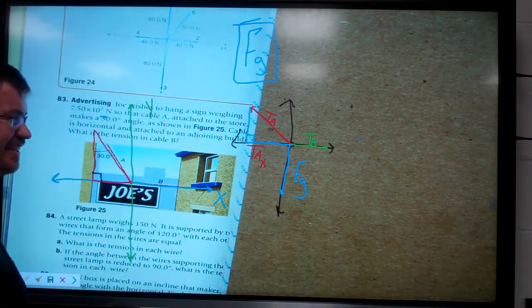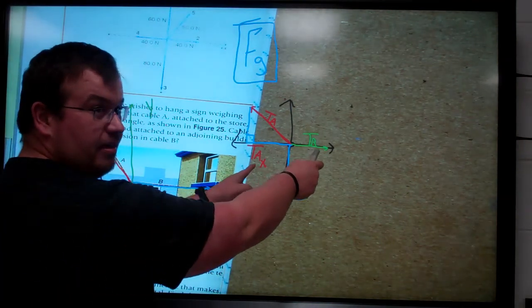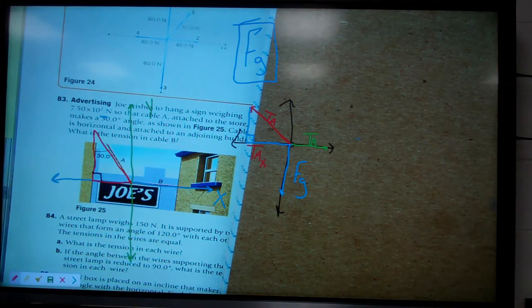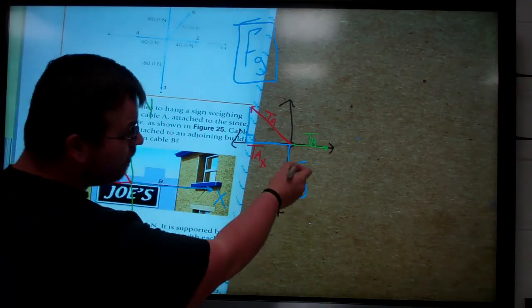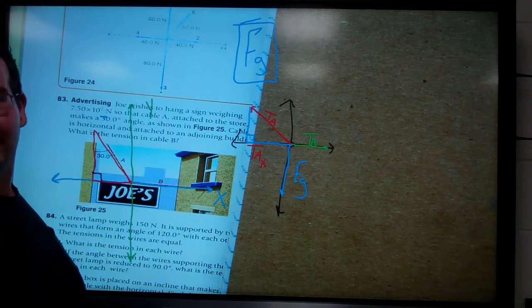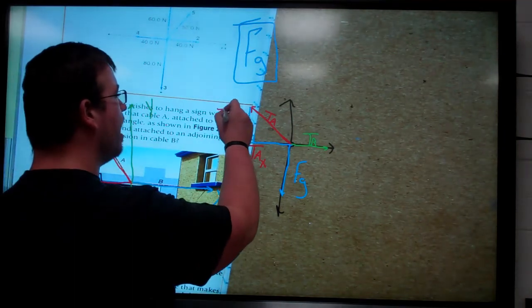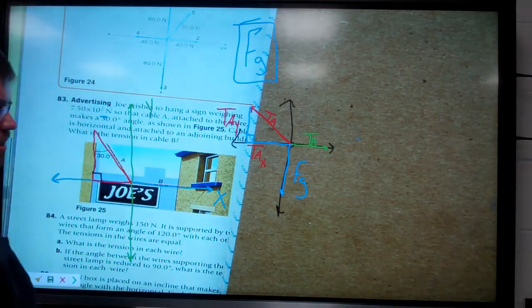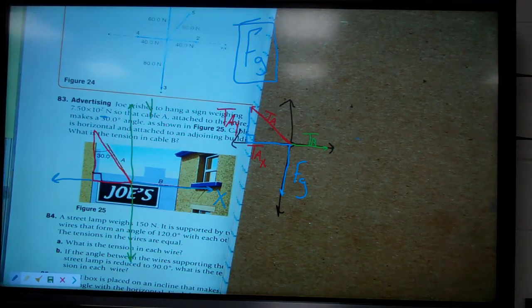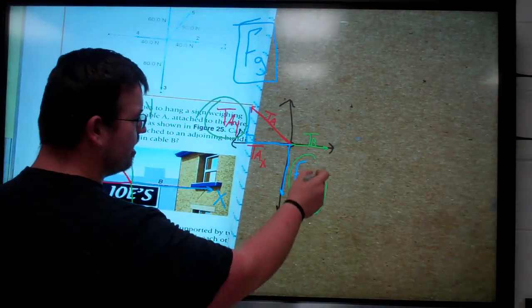So you have the tension of A, X component. In this case, that cancels these two out. So now, it's not moving in the X direction. Is the sign moving in the Y direction? No. So there has to be something opposing the force of gravity. What is opposing weight? The tension of A in the Y direction, which says that this and this are equal.